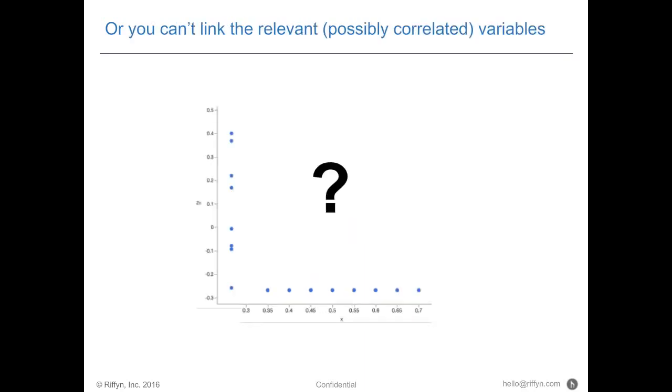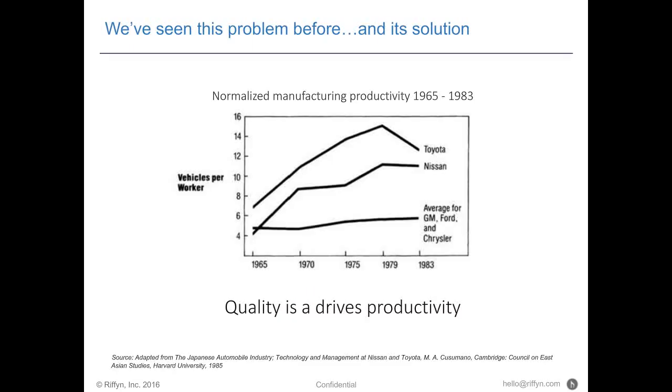Or in the worst case scenario, the data are stored in different databases and systems without the joining and linking information to ask the question if two variables are correlated. These problems are endemic throughout the different fields of science, and they're very similar no matter what field or what aspect of the product life cycle you work on. But the good news is that we've seen this problem before, and we've also seen its solution.